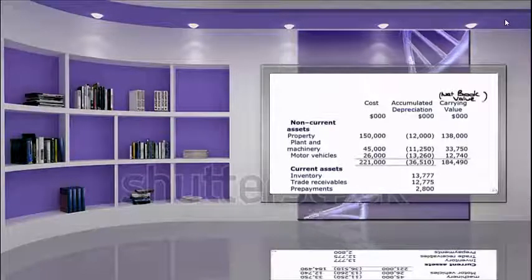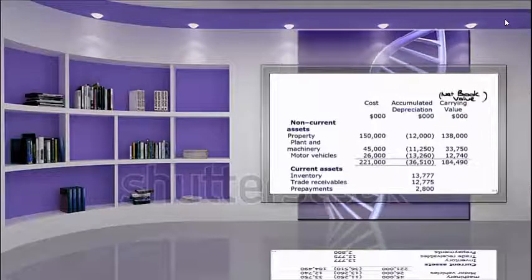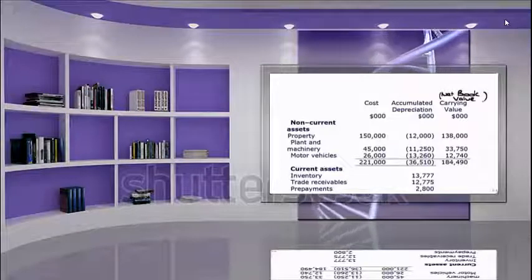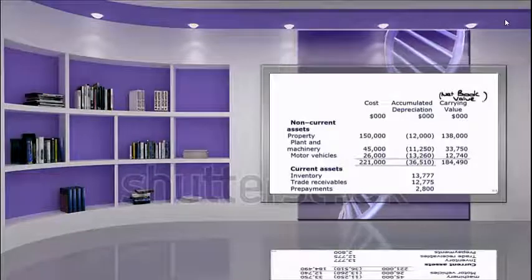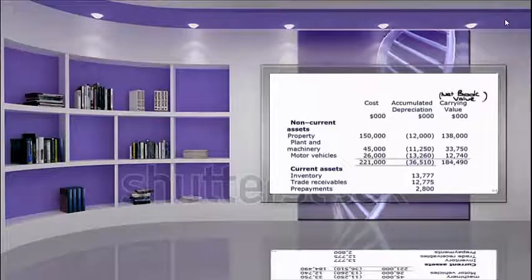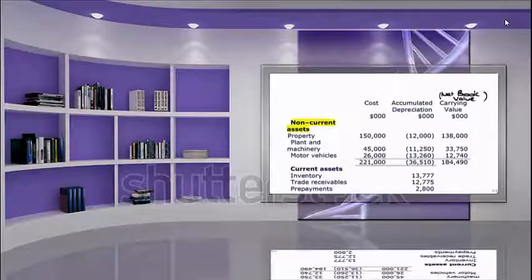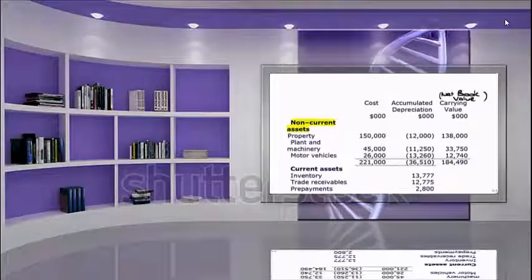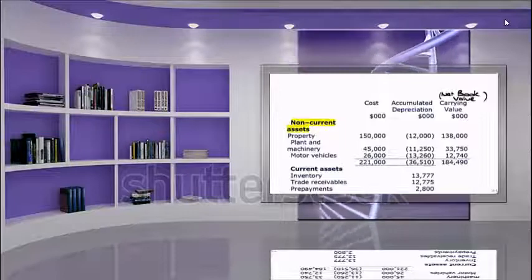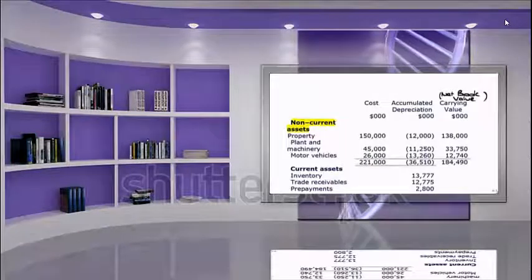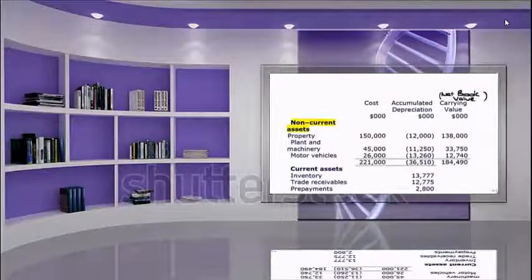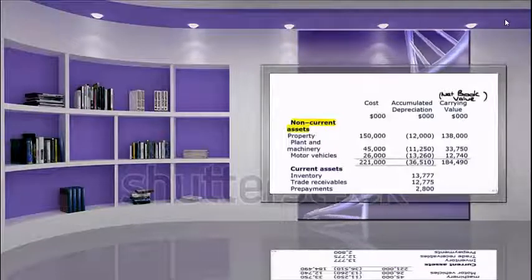Okay, net book value. Now, these three headings of these columns only really apply to the first heading in the statement of financial position, and that's going to be non-current assets. Now, a non-current asset, remember an asset is something owned by the business and available for use by the business. Non-current means that we're going to keep that asset in the business for a period greater than 12 months.